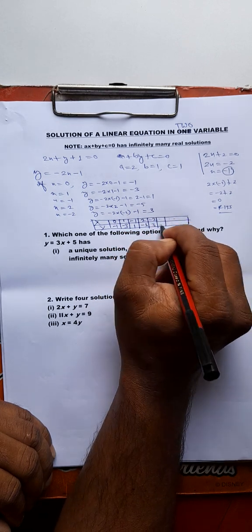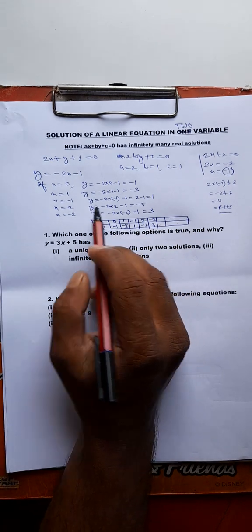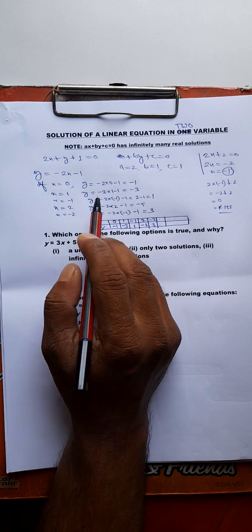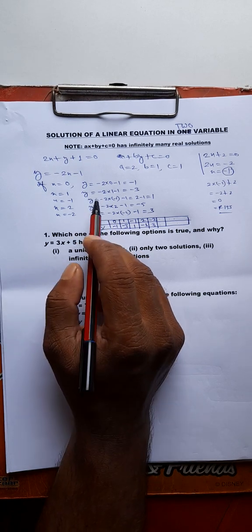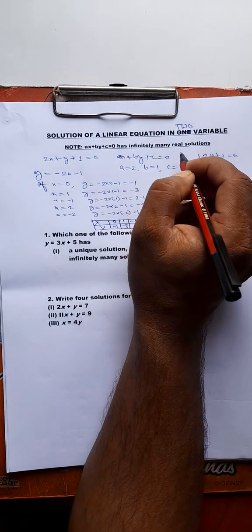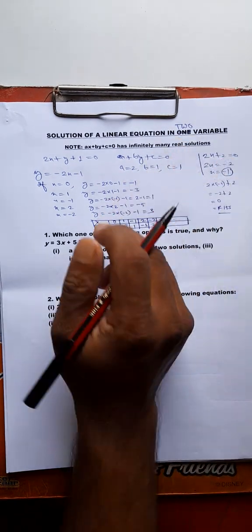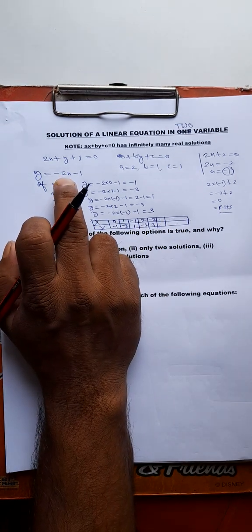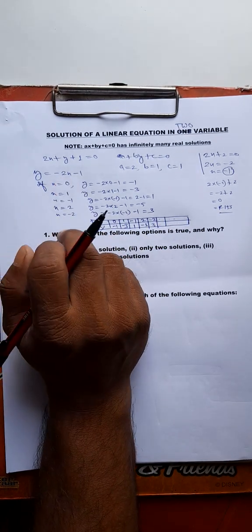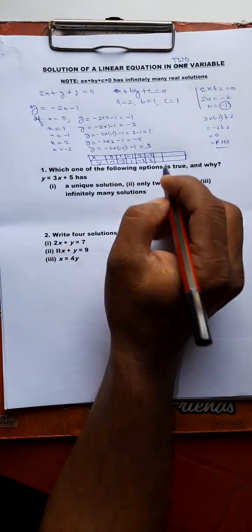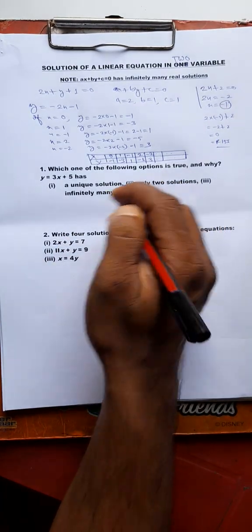So you can imagine an unlimited number of values of x, and in that case you will get infinitely many solutions for y. So a linear equation in two variables has infinitely many real solutions. There are infinite numbers of real numbers, so you can consider infinite real values for x. In that case you will get infinite real values for y. So a linear equation in two variables has infinitely many solutions.